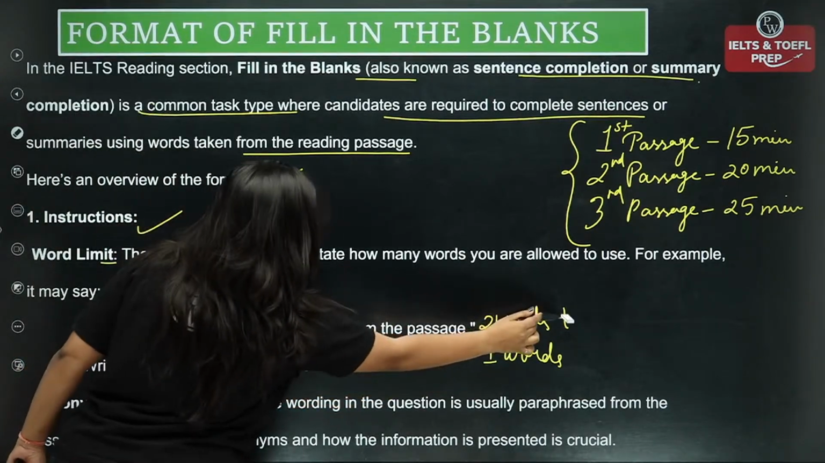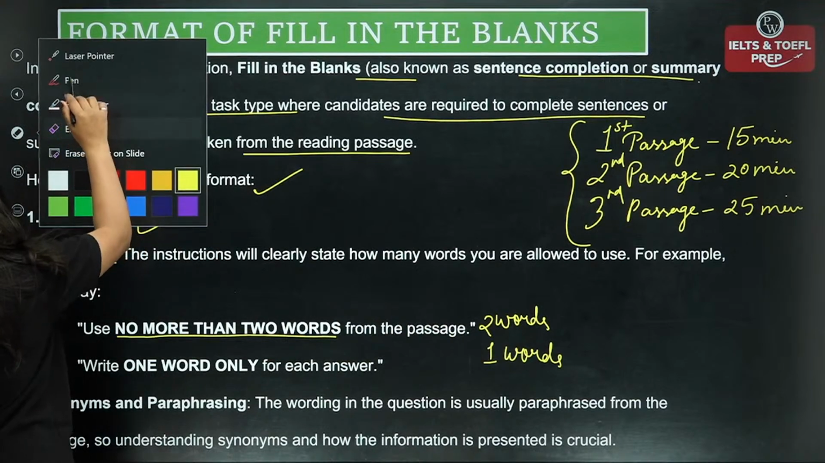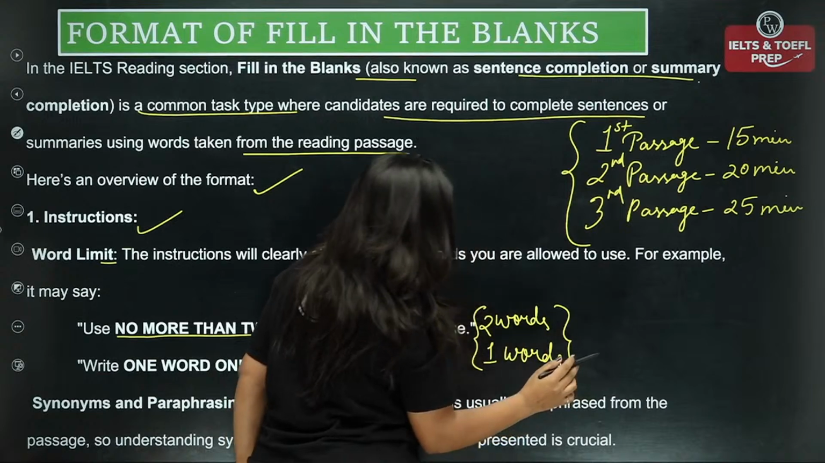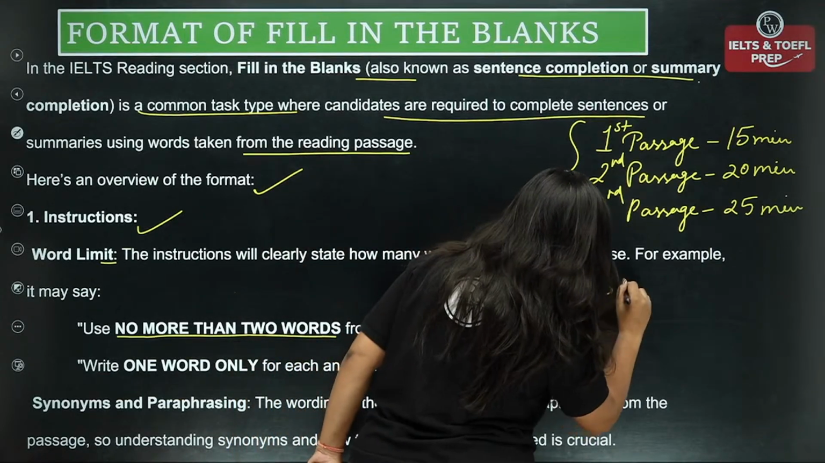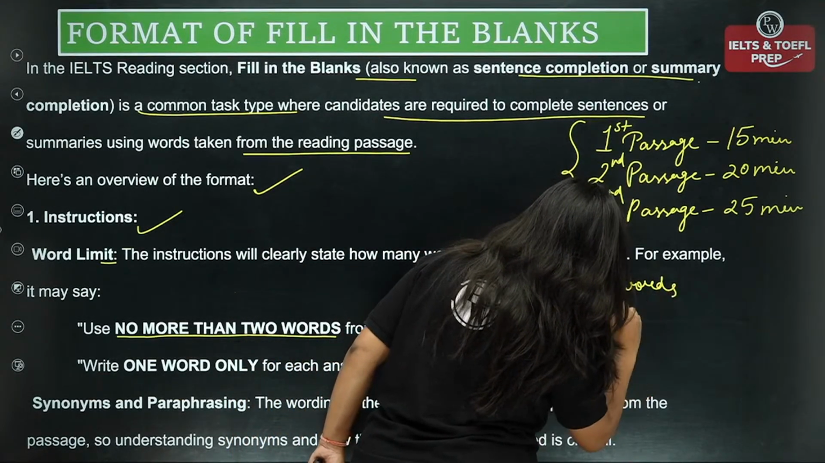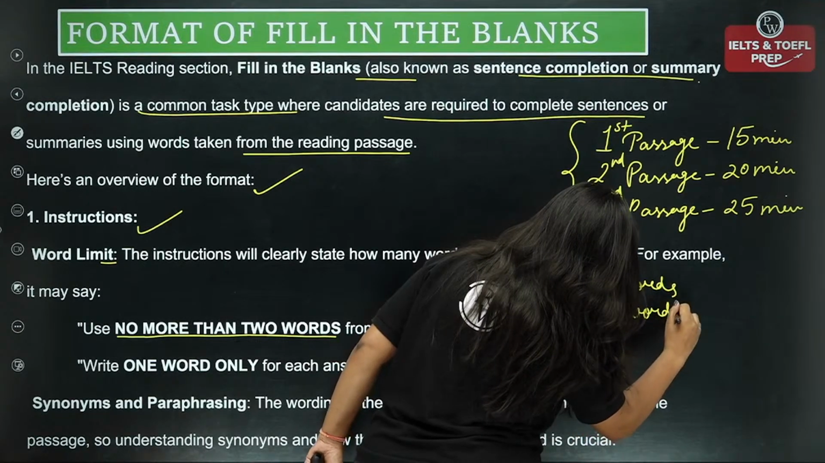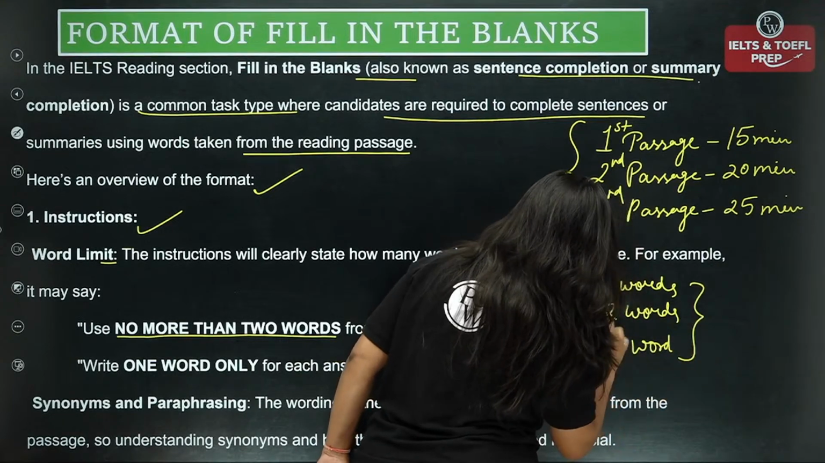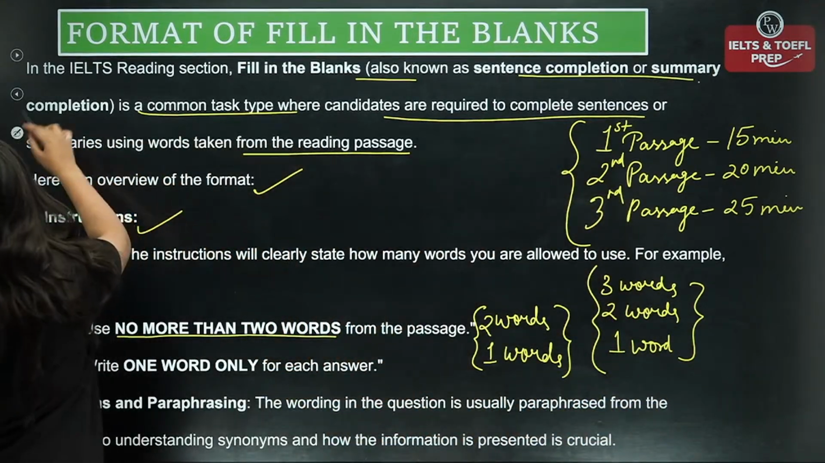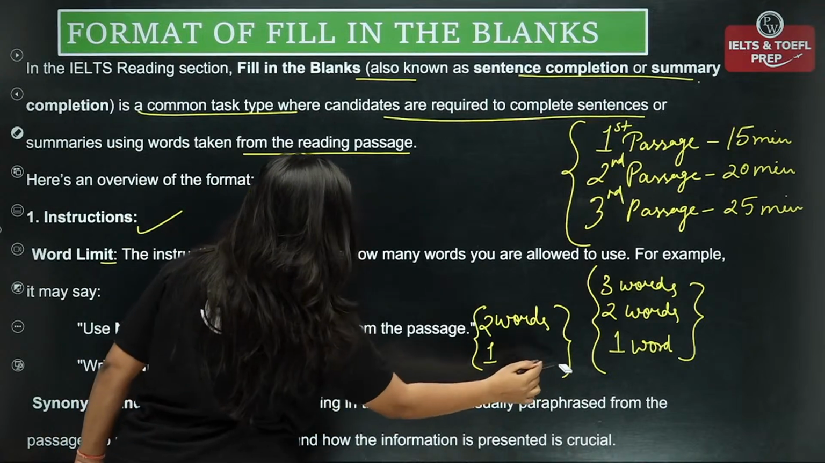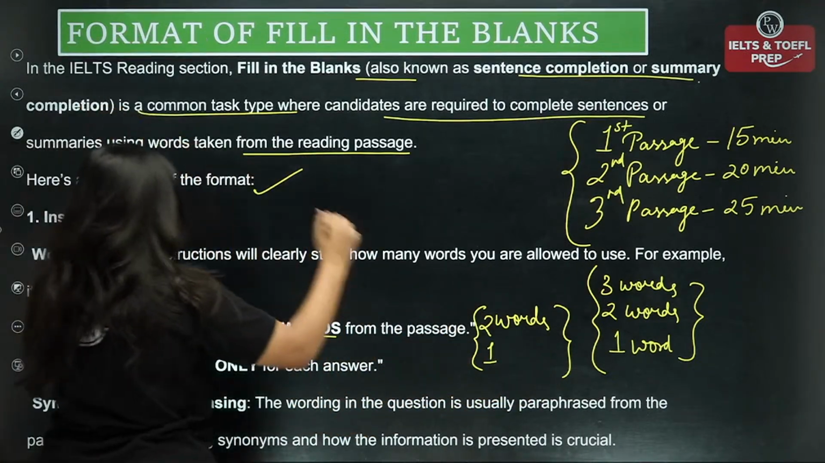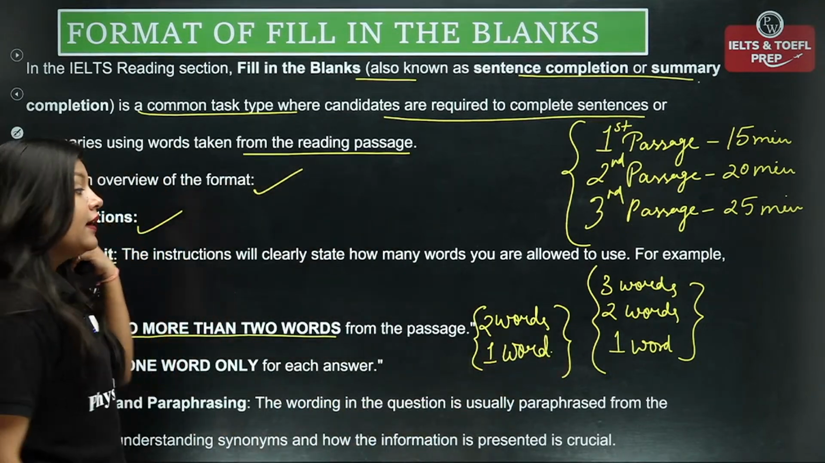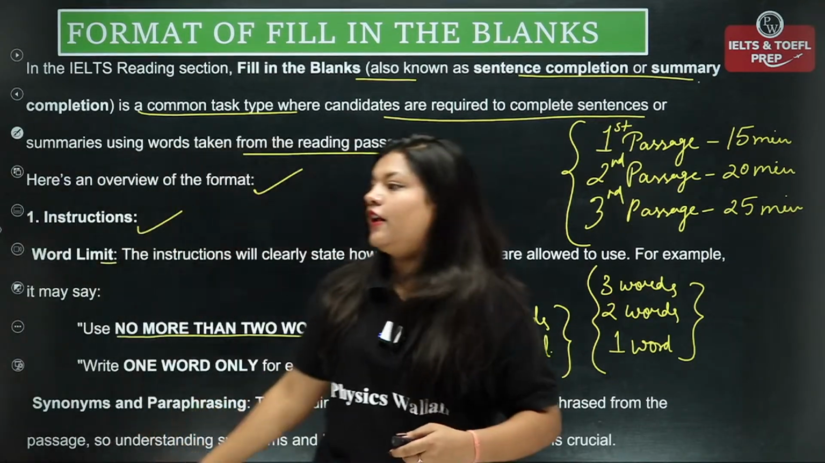If the limit is of 2 words, you can write 2 words and 1 word. If the limit is of 3 words, you can write 3 words, 2 words, and 1 word. Got it? Clear? Now, sorted? Now, let's move ahead.